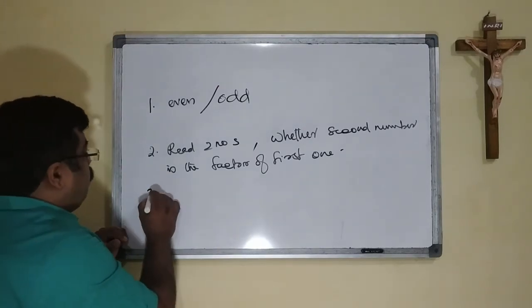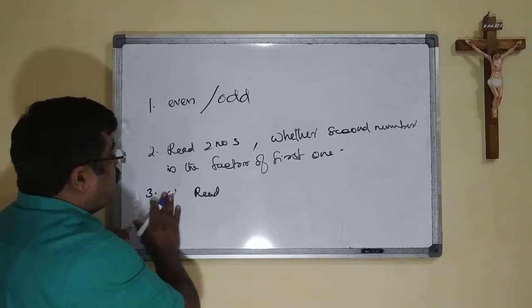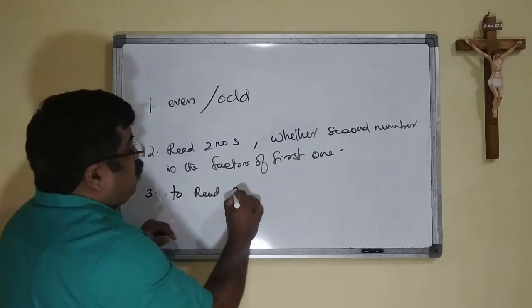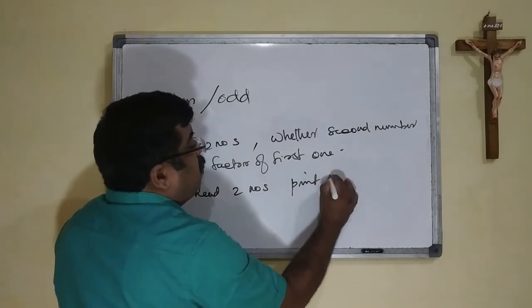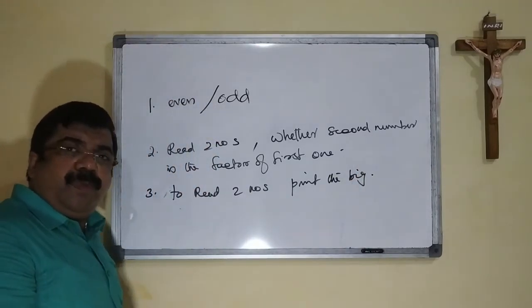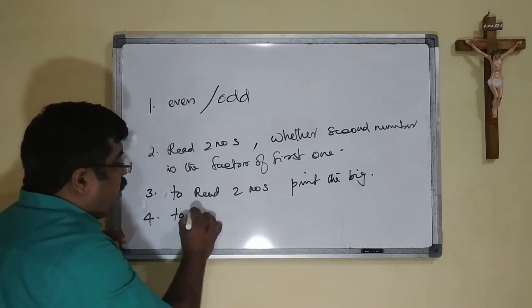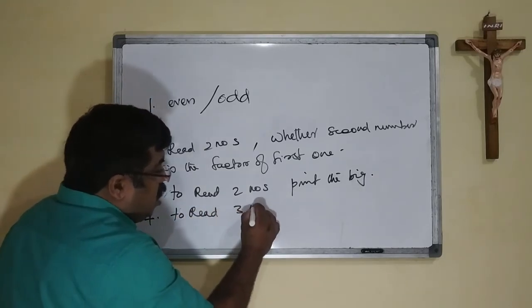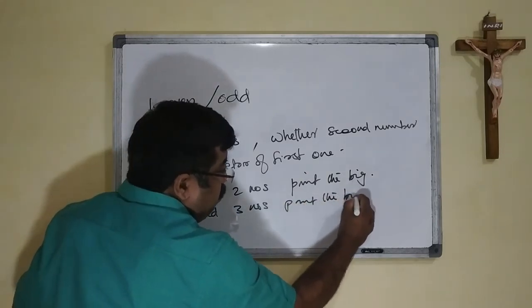Third program, to read two numbers and print the big. And again, fourth one, to read three numbers and print the biggest.